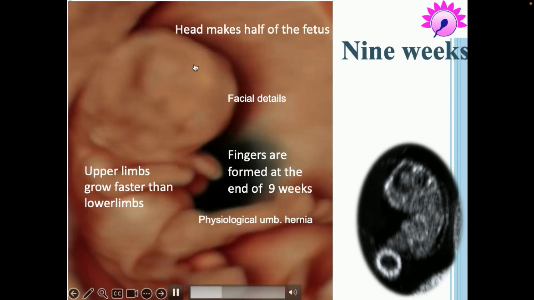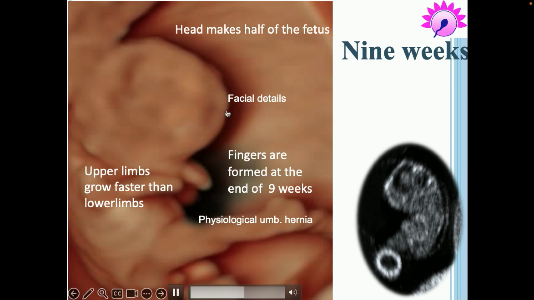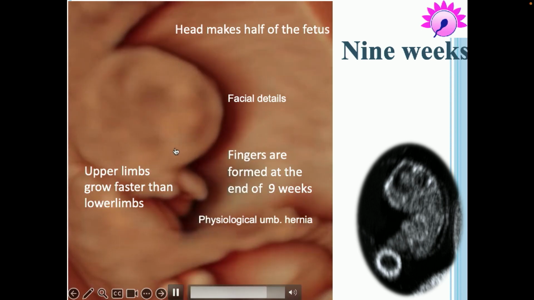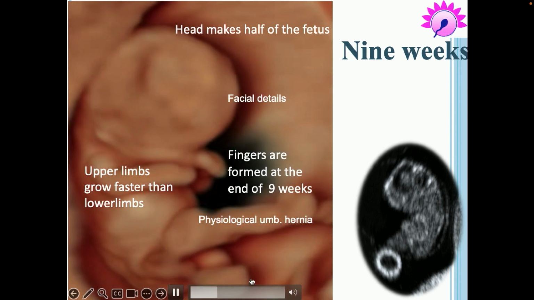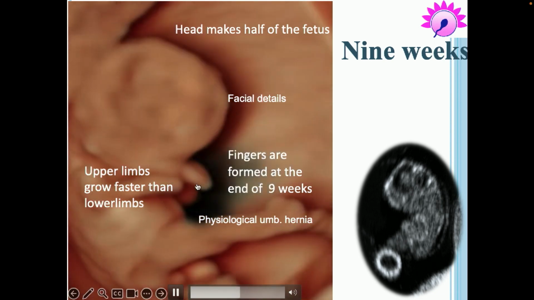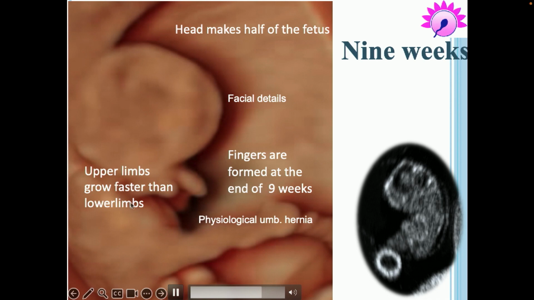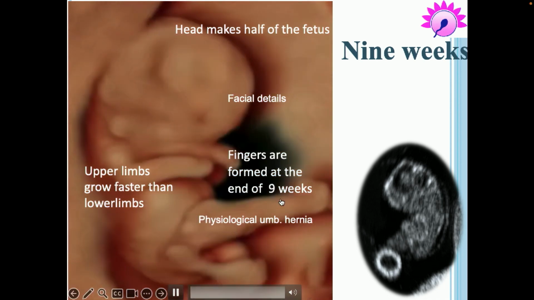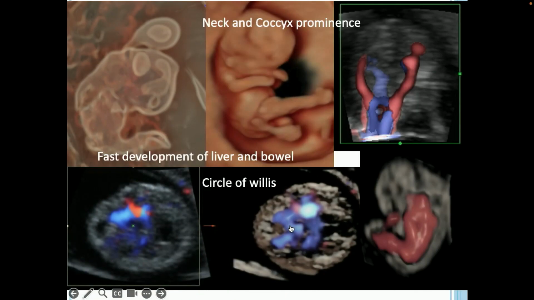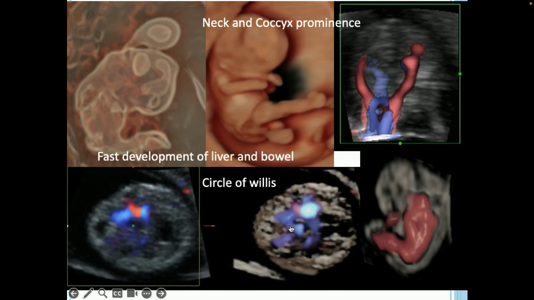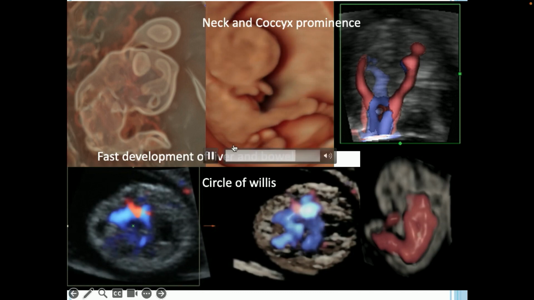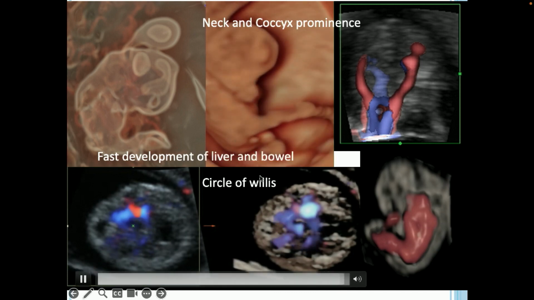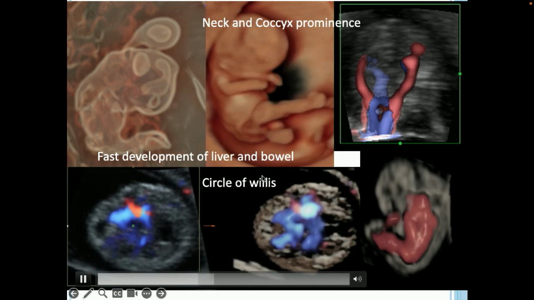At 9 weeks, the head makes up half of the fetus. The facial details are faintly identified. The fingers, you can see here, the toes are seen. The fingers are formed at the end of the 9th week. The upper limbs, though, grow faster than the lower limbs, and the hernia is always seen at that stage. Not only that, you will see the clear prominence of the coccyx, thus identifying the neck and the coccyx separately.